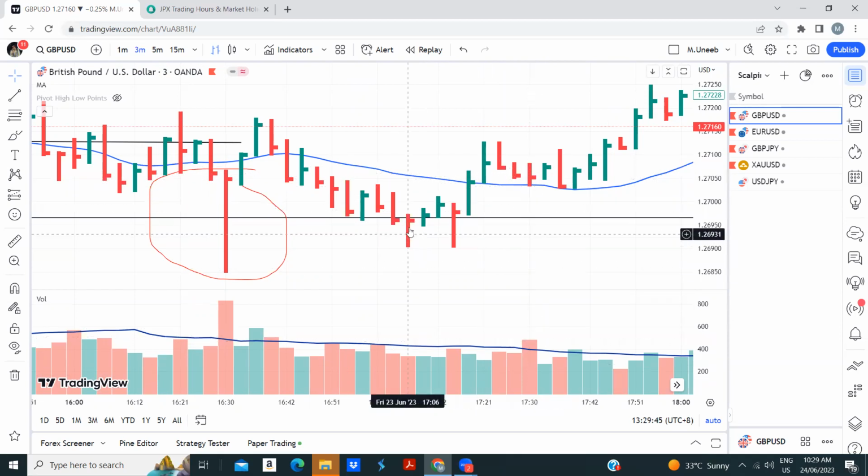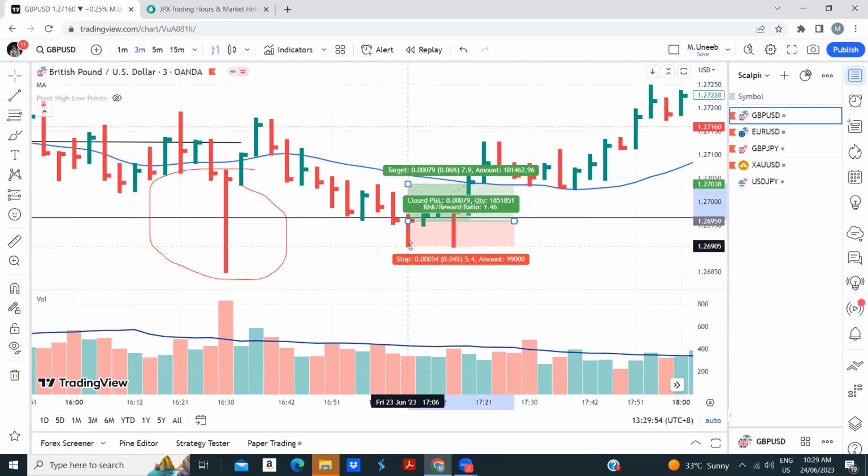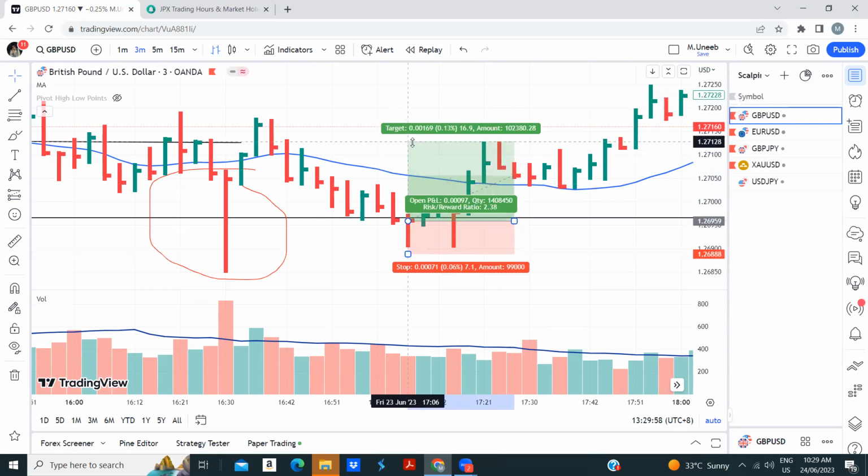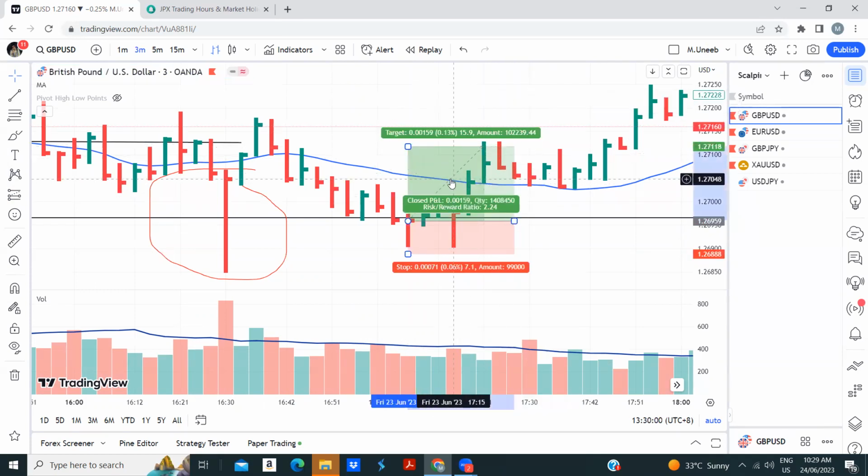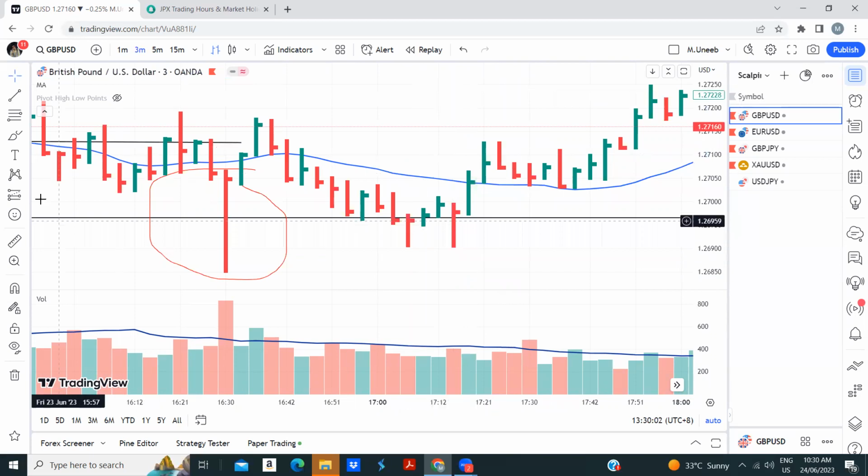This is a good entry point. Here, the price is closing on the lows, so the price may follow through a little bit, and then here, this is a perfect entry. This is the last low. Just go below this last low. It's a perfect entry. Again, it tested here. This is again a perfect entry.